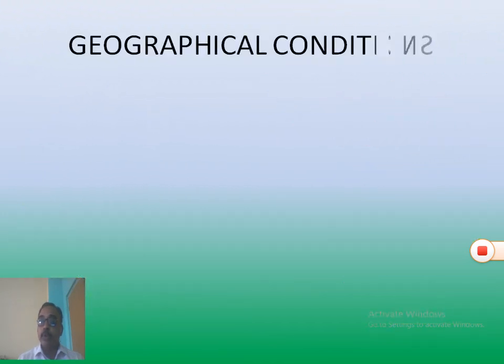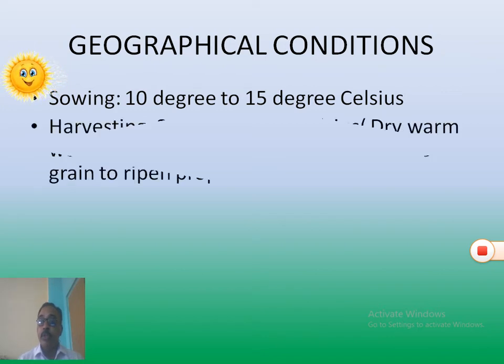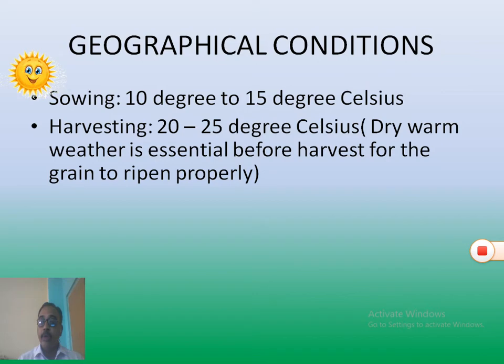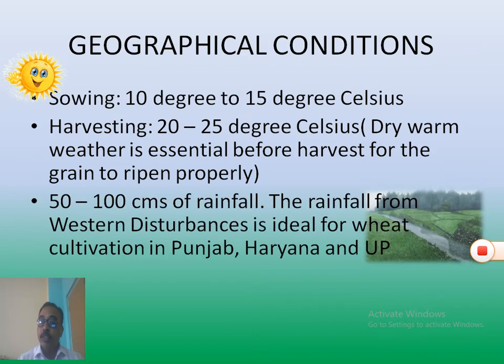Geographical requirements for the growth of wheat. Temperature. There's a huge contrast between rice and wheat. Rice is a kharif crop, wheat is a rabi crop, and you can see the temperature. Sowing time, it is 10 to 15 degrees Celsius. Harvesting, 20 to 25 degrees Celsius. Remember one very important thing, dry, warm weather is essential before harvest for the grain to ripen properly. Rainfall, 50 to 100 centimeters.